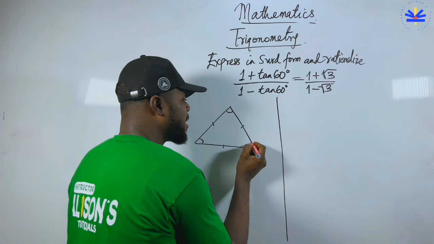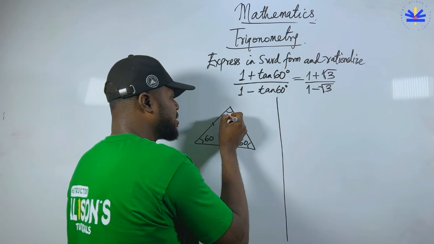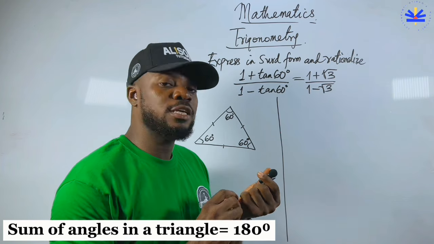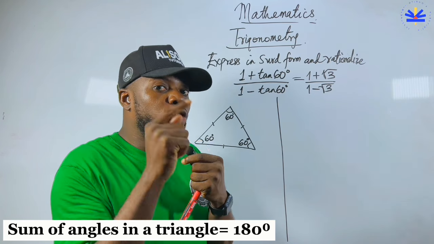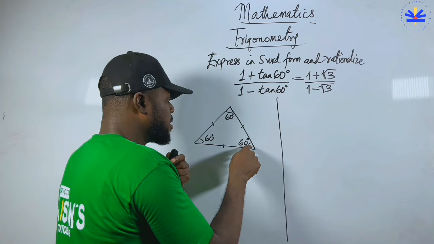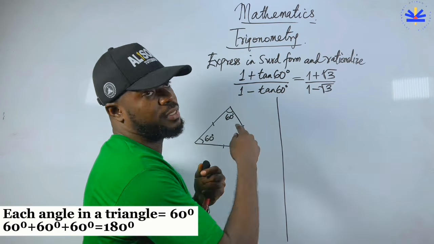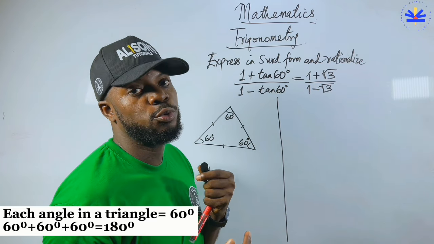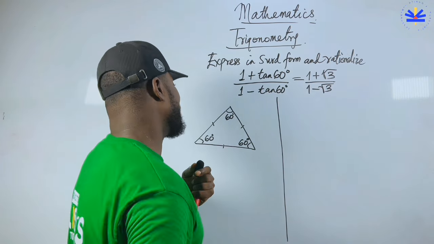So it means all the sides are equal, and each angle will be 60 degrees. Why is it 60 degrees and not 30 degrees or something else? Because there is a statement that the sum of angles in a triangle is equal to 180 degrees. Each of them will be 60, because 60 plus 60 is 120, and 120 plus 60 gives you 180.